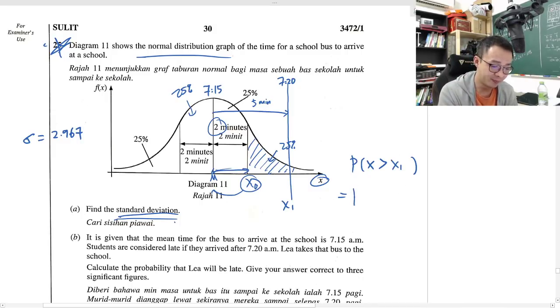Alright, so probability of getting the z here. So the z here will be what? X1 minus mean over standard deviation. Standard deviation we have already, 2.967.